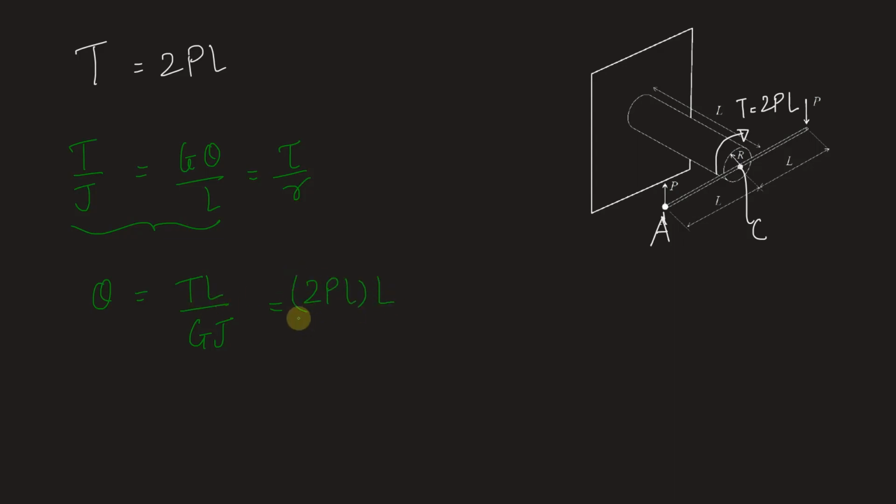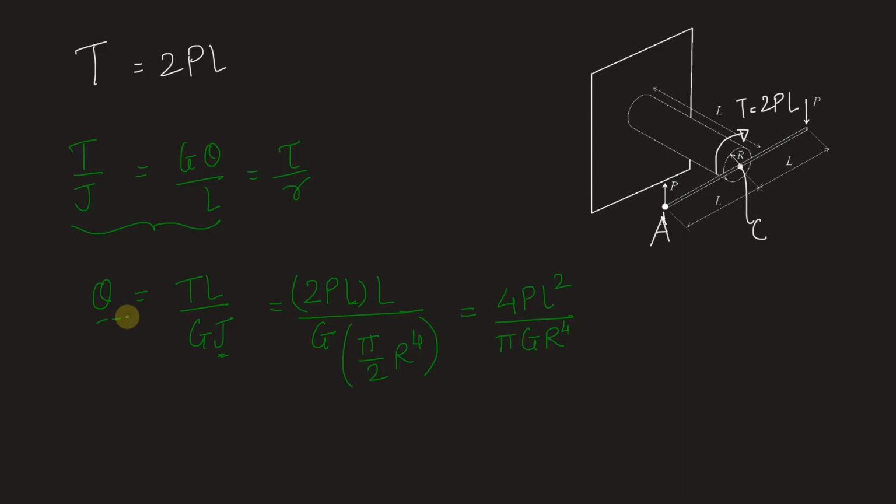Length is L, divided by G, which is given to be G itself. And J here is the polar moment of inertia. So polar moment of inertia for the shaft cross section in terms of radius R will be pi by 2 into radius raised to 4, that is pi by 2 into R raised to 4. Solving for this, we get theta as 4 times PL square divided by pi G R raised to 4.